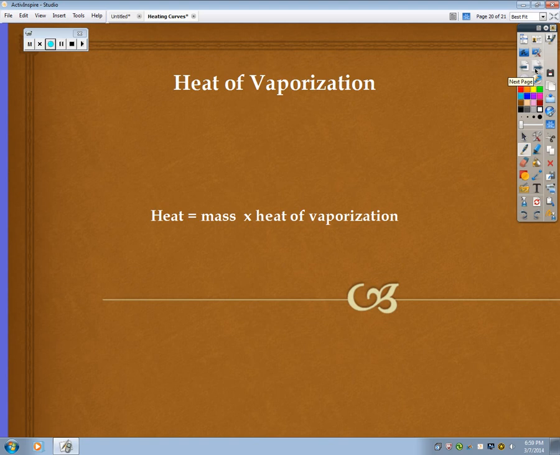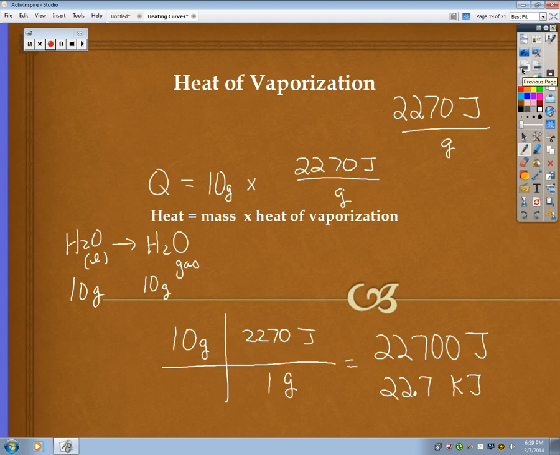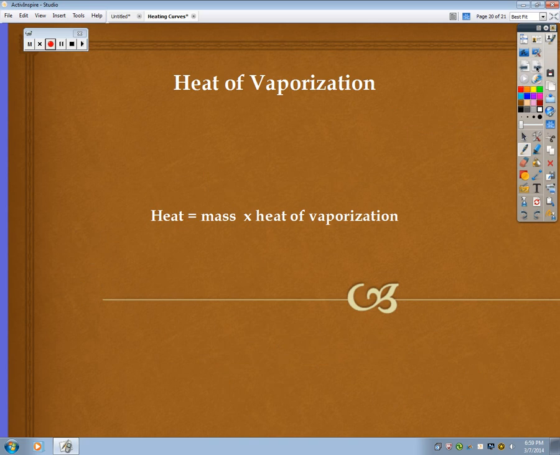Now, last thing. What if I want to find out how many moles? Because that's sometimes how it's given to you. Heat of vaporization, remember in the last slide it was 2270 joules per gram? Well, sometimes it's given to you in kilojoules per mole. So 6.02 kilojoules per 1 mole is the heat of vaporization for water.